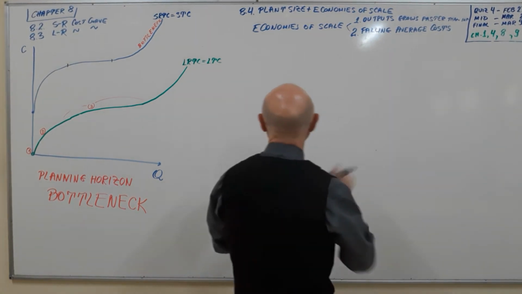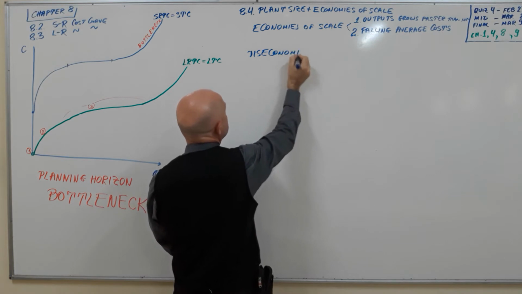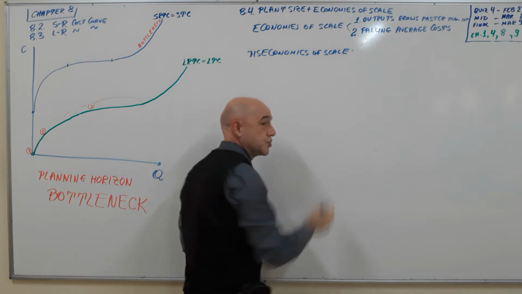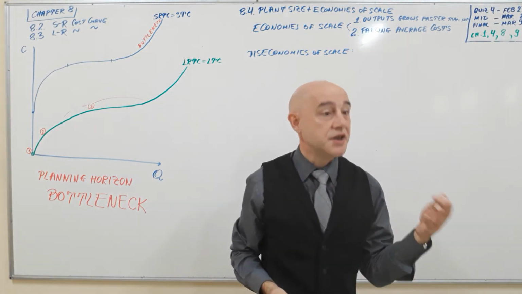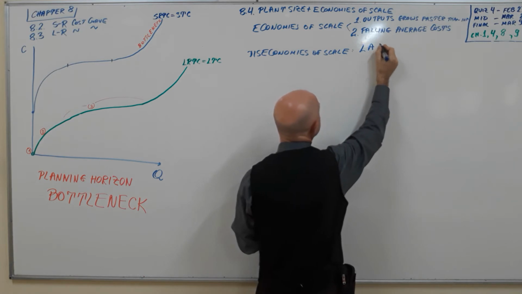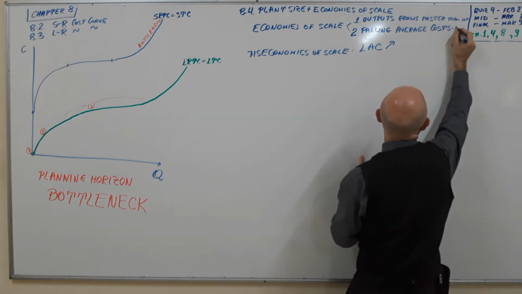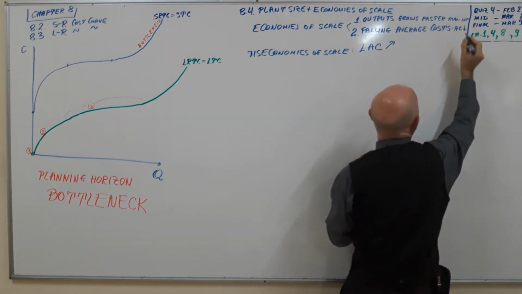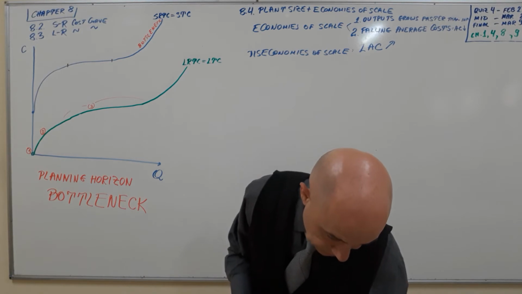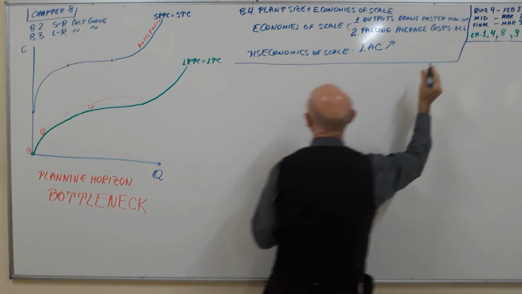Now, diseconomies of scale, which means the same as decreasing returns to scale, means that the long run average cost is rising, whereas here the average cost is falling. Again, I covered it before.